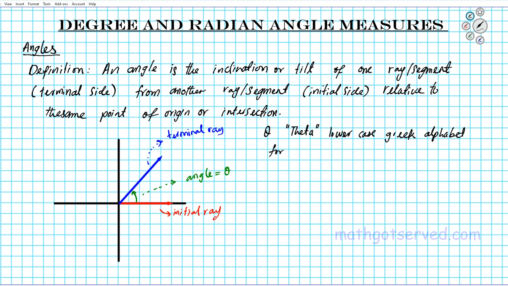We use it for representing angle measures because a lot of the contribution to the development of angles, trigonometry and geometry originated from Greece. So we give them credit by utilizing their alphabet for critical components in trigonometry. This is a graphical representation of what an angle looks like.